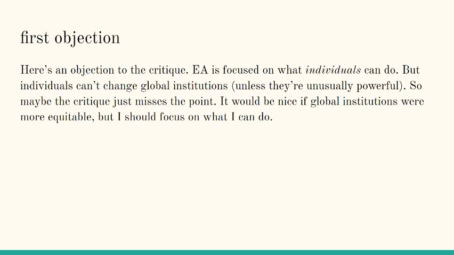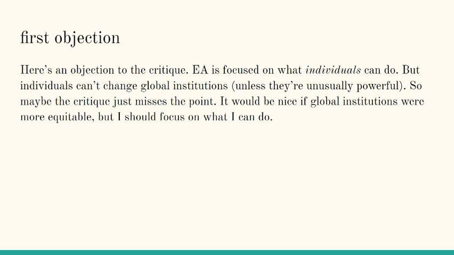Now, one problem you might raise is this. Look, effective altruism is trying to tell us how we can do the most good, right? But who is we here? What matters for me is how I can do the most good. What matters for you is how you can do the most good. Each of us needs to think about how we can do the most good. I can't control what other people do. I can't control global institutions. Maybe some people can: Joe Biden, maybe Elon Musk, some really rich people. So maybe they can have an impact on global institutions. But you and I can't.